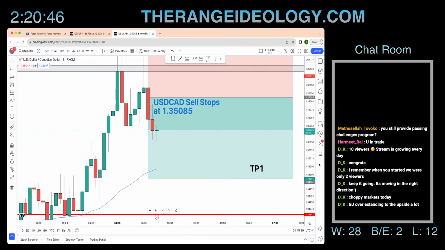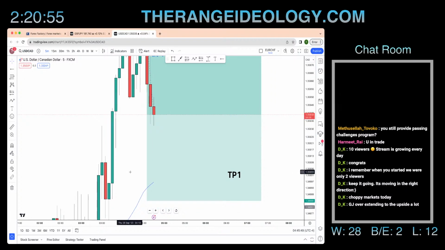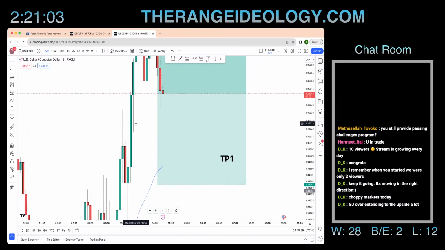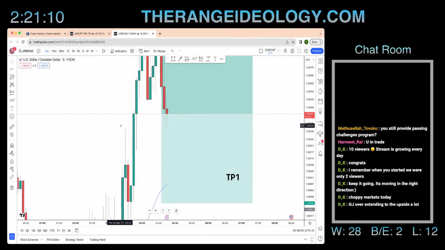Still think this can push down before the 50-minute closes here. So still anticipating another bearish push, and then I think it'll be comfortable to hit TP1 here. All right, one more push here. Let's go. Yeah, I think we can get this. Let's go.